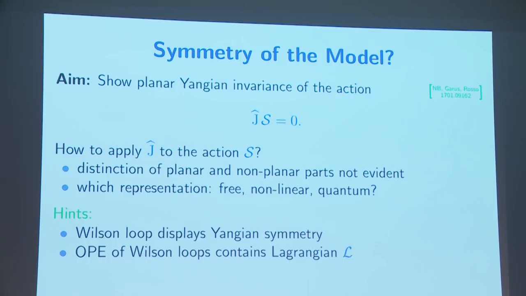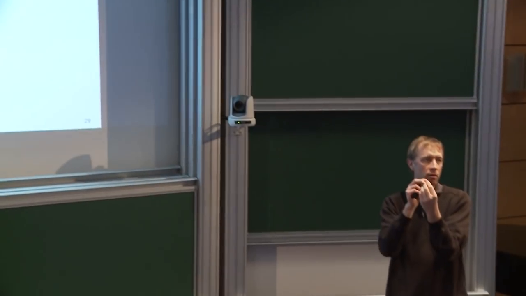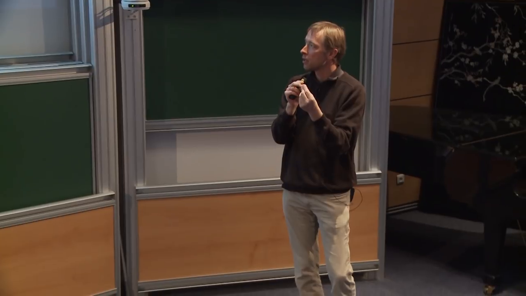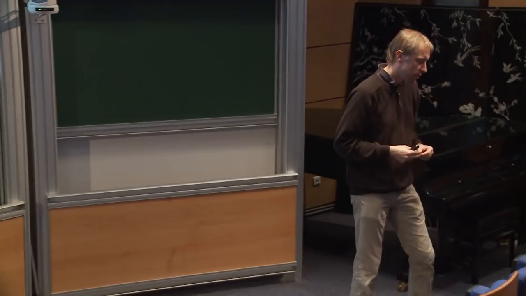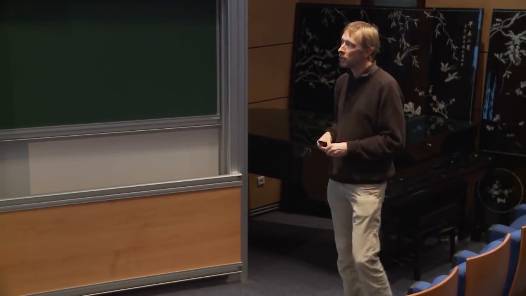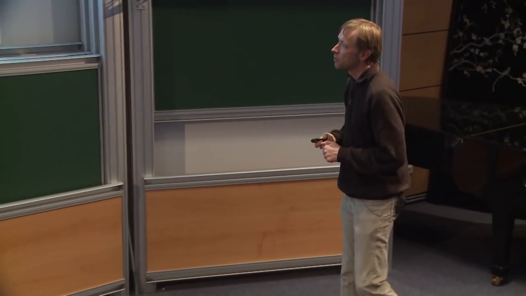But at least there have been some hints that some statement like this should hold. One reason is that you can look at Wilson loops, and the Wilson loop, as I said, does display Yangian symmetry. When you do a Wilson loop OPE, that is, if you take the Wilson loop to be smaller and smaller and do an expansion around small radius, then at some order you find the Lagrangian of the theory. So if the Wilson loop is invariant, then perhaps the Lagrangian should also show some signs of this invariance.